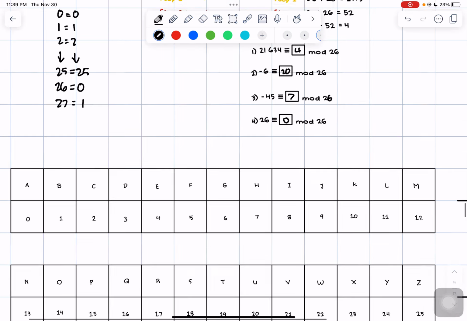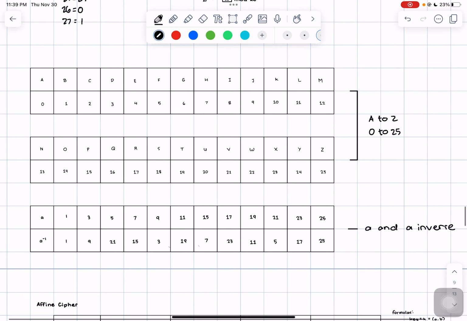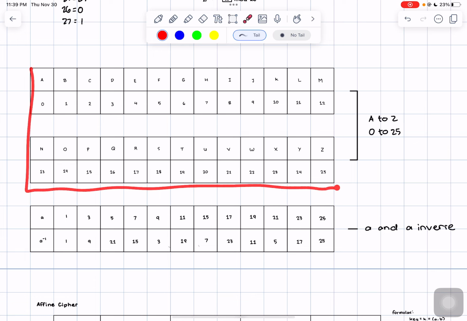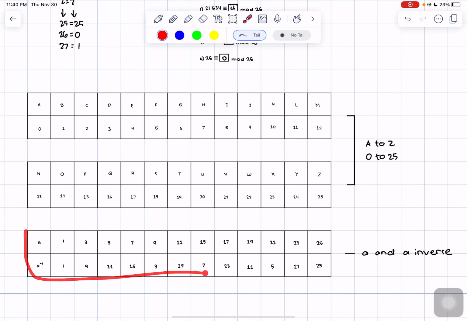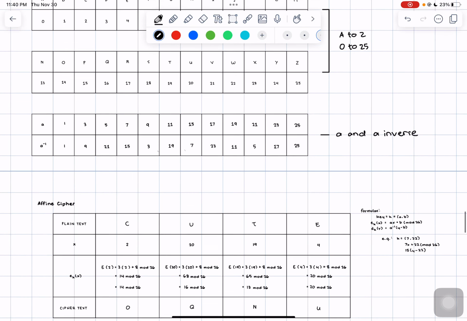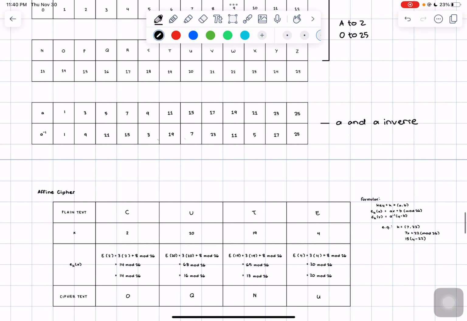Now let's move on to affine ciphers. But before that, we have here our A to Z and 0 to 25 table, while this is our A and A inverse. These are like formulas that you can check if you are solving an affine cipher. In affine cipher, we make use of this modulo and the formula in encryption here and decryption.